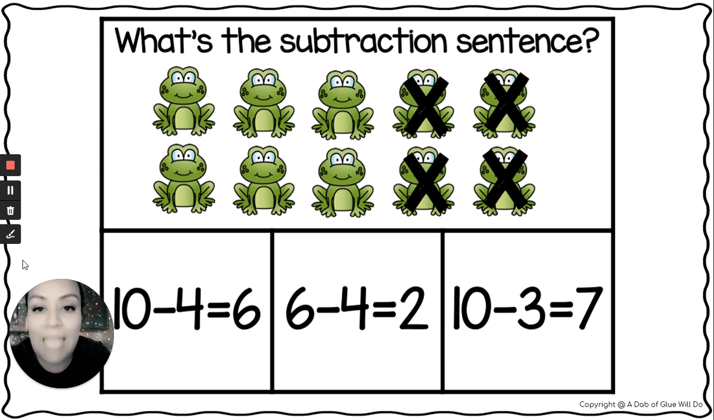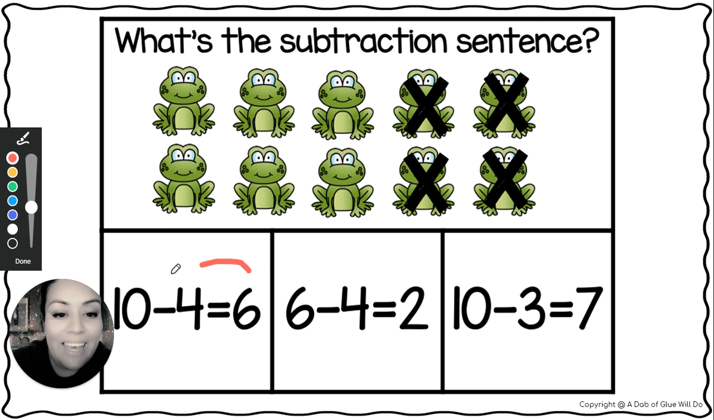So we have 10, and we took away 4 because they left. So what's 10 minus 4? 10 minus 4. 1, 2, 3, 4. 6 are left, right? We can use our hands, or we can count the frogs on the paper or on our screen. So 10 minus 4 equals 6. Can you see that number sentence? Of course you can. It's right here. You're doing so great.